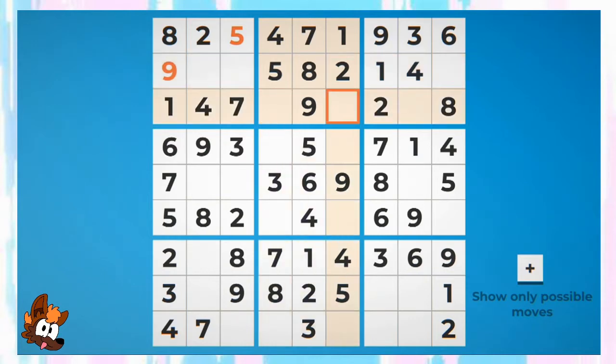I hope you're having a good morning, evening, afternoon, wherever you are in this great wide wacky world. And we're just doing some Sudokus.